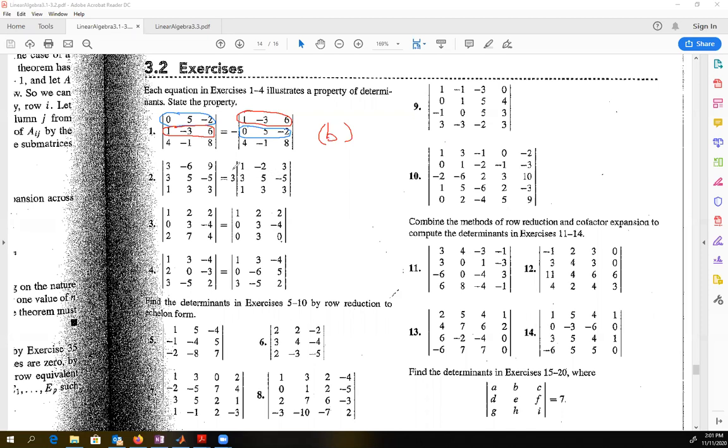So what's done here? Look at this row. We can factor out 3, right? And then what's left is 1, -2, and 3. So for this one, it's property C, right? It says that if one row of a matrix is multiplied by K to produce another matrix, then the determinant of the produced matrix is K multiplied by the determinant of the original matrix, right? So this is an illustration of property C.